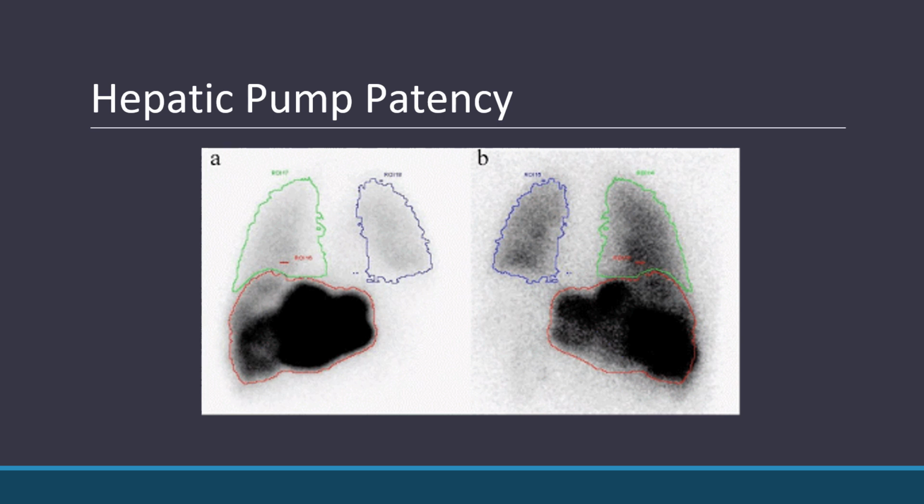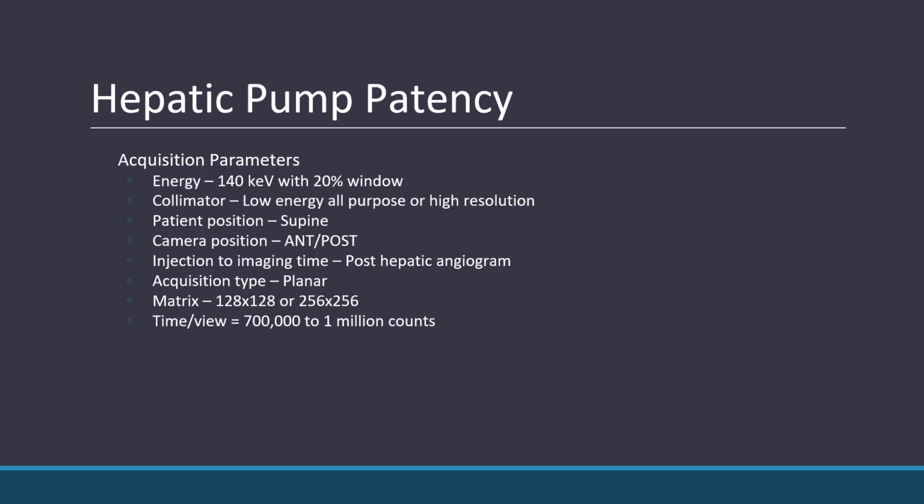This is what the images look like for the hepatic pump patency study. You are looking at the liver and the lungs and how much activity is present. Now, theoretically, no activity should be seen in the lungs. Sometimes it will be diverted and get to the lungs. And that's really what we're looking at because we want to make sure that the therapy is not going to go there.